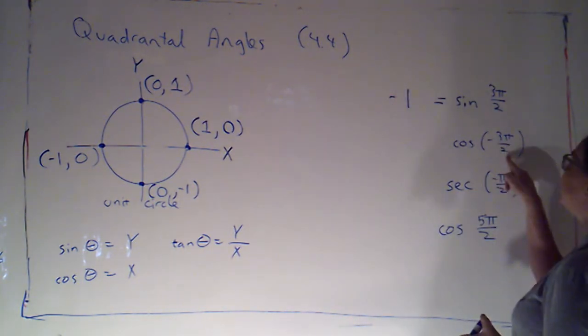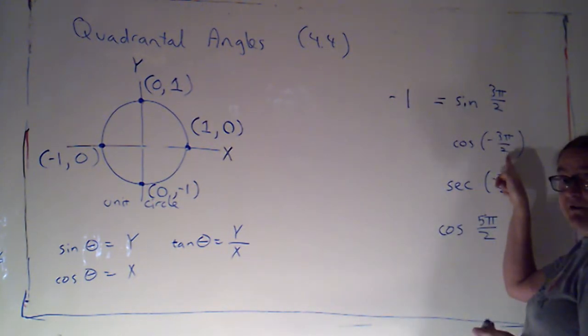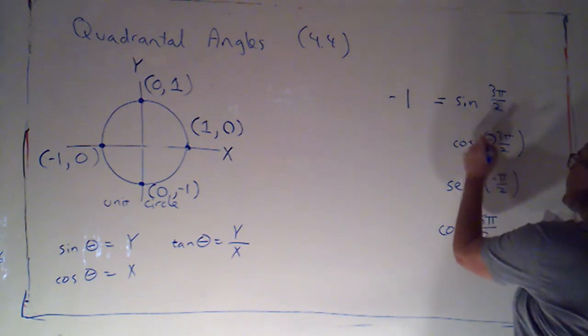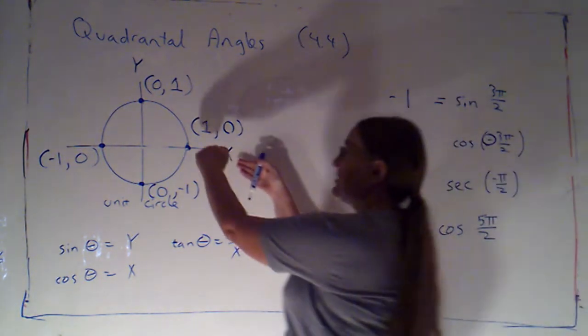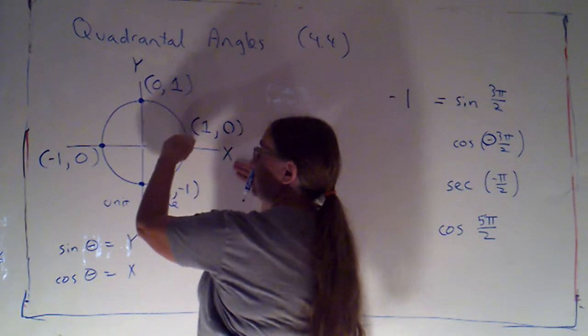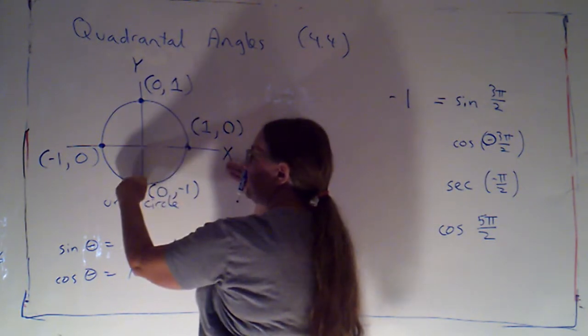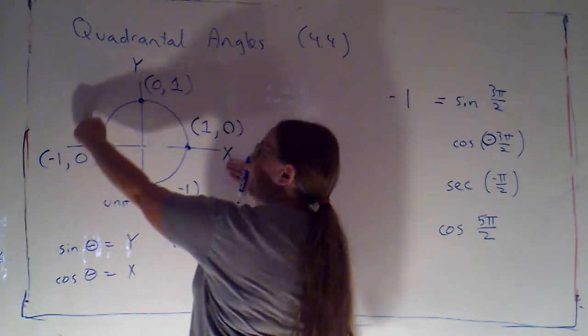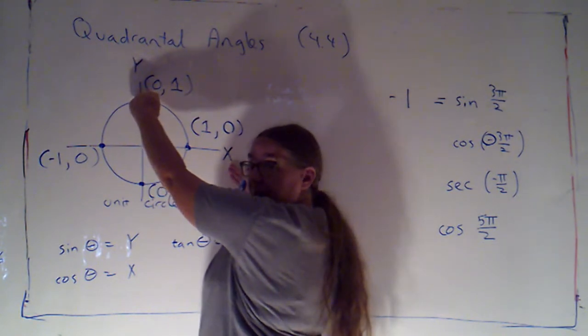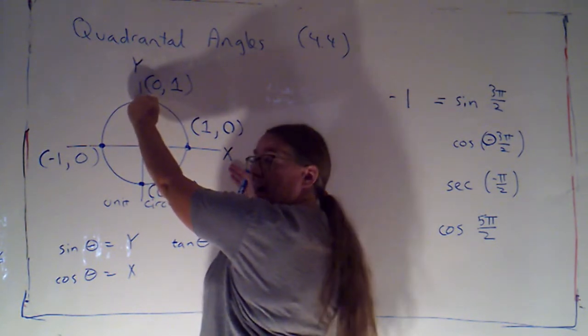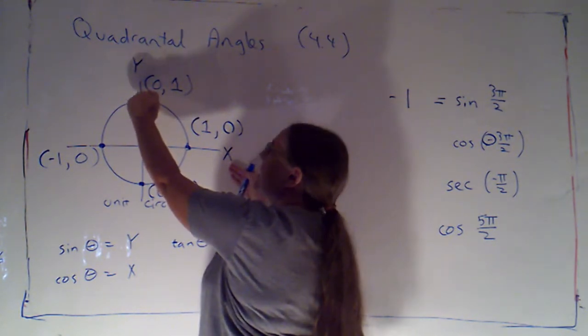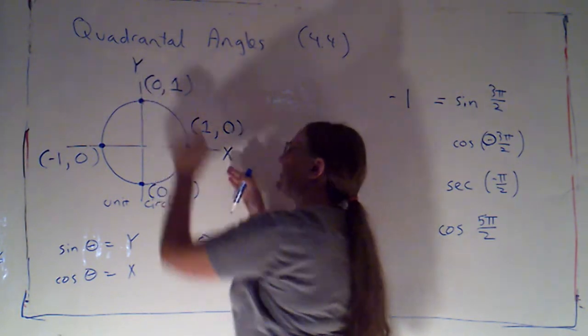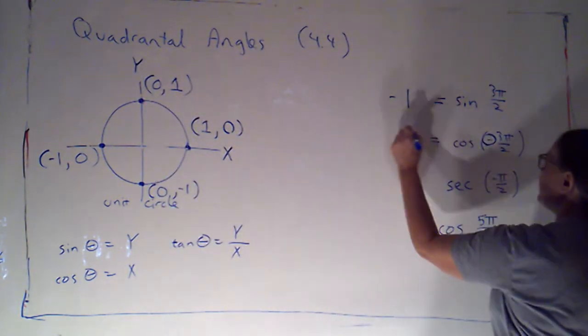Next one is cosine of negative 3 pi over 2. Do be careful with that negative sign. That means we're going to rotate clockwise. So we start here, negative pi over 2, negative pi, negative 3 pi over 2. We're up here on the positive y-axis. Cosine is the capital X value, so that's going to be 0.